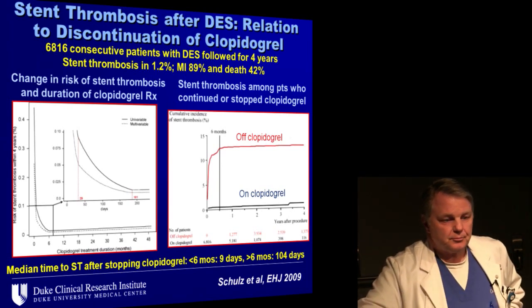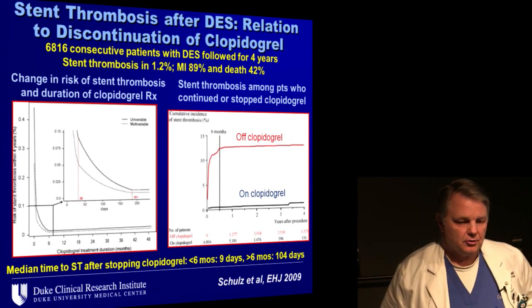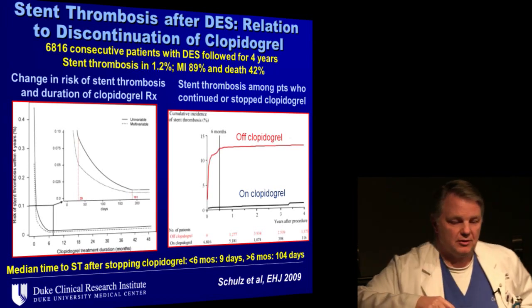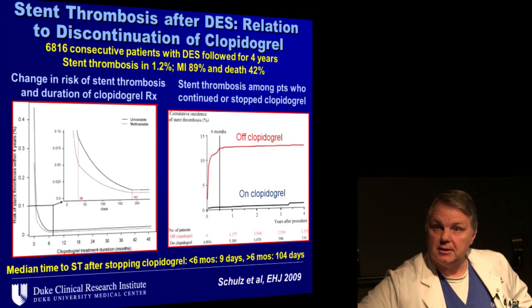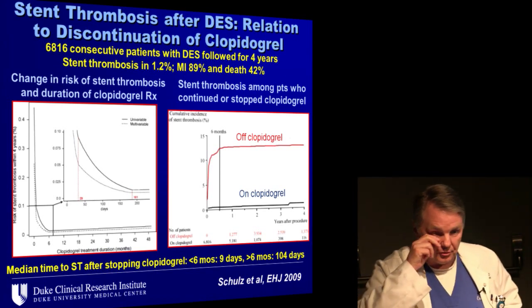So on the left-hand side, you can see the change in risk of stent thrombosis with duration of clopidogrel. So for patients who were stopped early, oh, this pointer doesn't work, but on the left-hand side, you can actually see that if you stop clopidogrel in the first 6 months, it takes on average 9 days before you have a stent thrombosis. If you treat for more than 6 months, that goes to 104 days. So it's actually much delayed in patients who at least take 6 months of therapy.